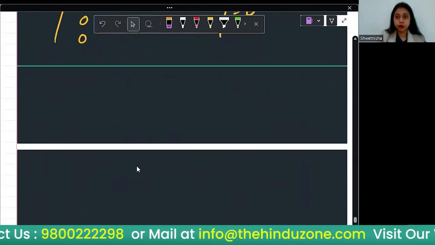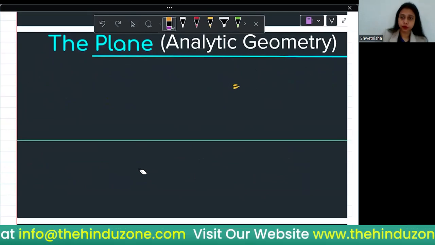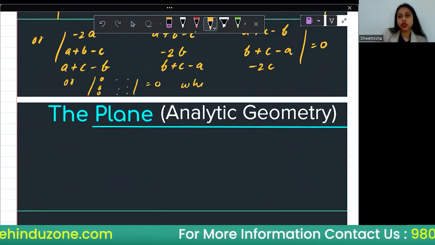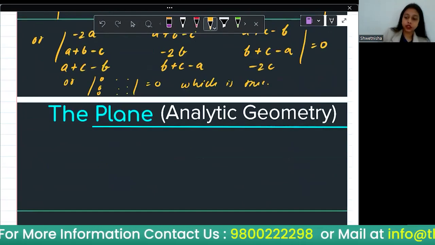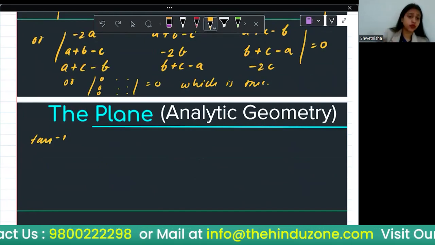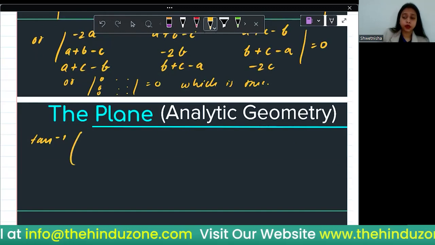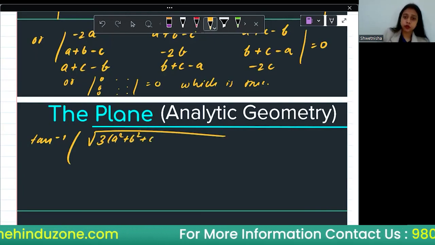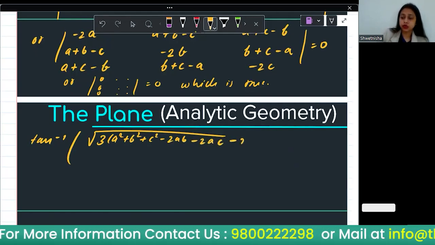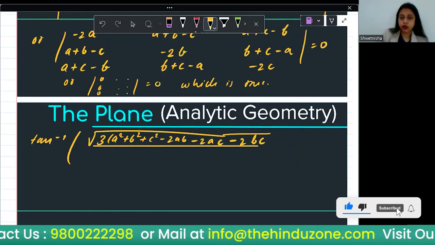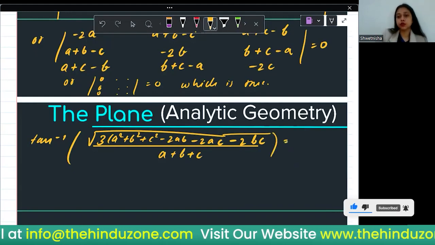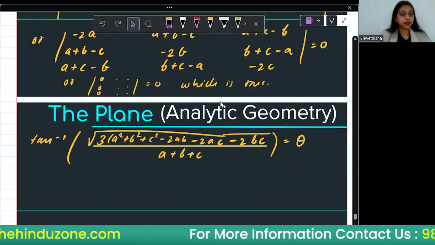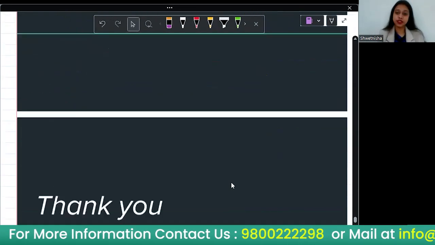And what will be the required angle? For the angle, what we can do again is just apply the direct formula, and there cannot be any simplification because everything is in terms of variables here. So this will be tan inverse of, substituting the values and simplifying it, you will get under root of 3a square plus b square plus c square minus 2ab minus 2ac minus 2bc, divided by a plus b plus c. That is going to be theta. And that's it. So, plane is finished. I hope this was helpful. Thank you so much.